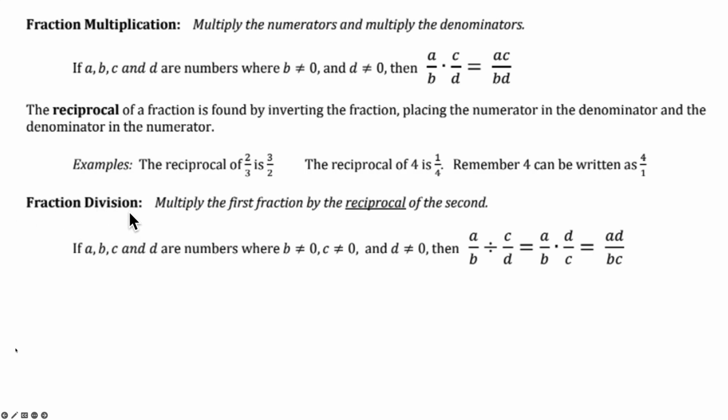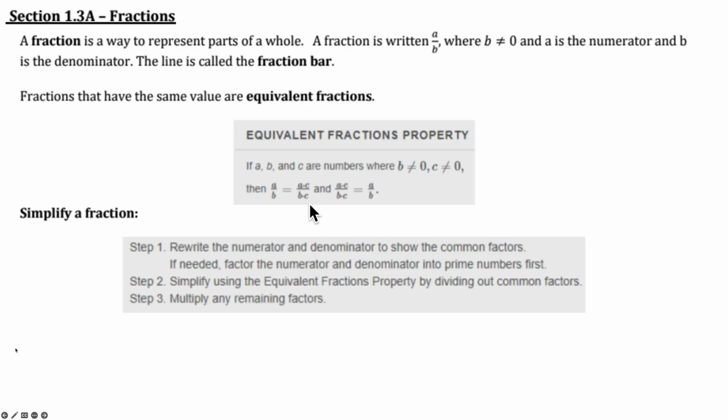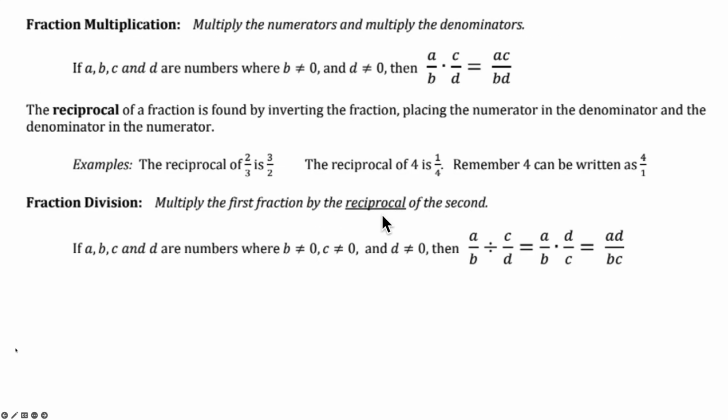Fraction division. You don't technically divide by fractions. Whatever fraction you're attempting to divide by, you change it to a multiplication, and you multiply it by the reciprocal of the second fraction. So the first fraction stays the same. You multiply by the reciprocal of the second. So it kind of looks like this. Here's my a over b divided by c over d. Again, b and d are not zeros. That will be the same as keep the first fraction the same, flip the second fraction, change it to multiplication, multiply straight across. All right, example time.